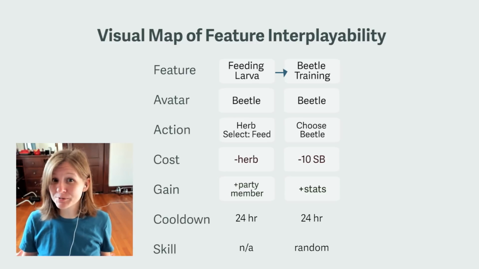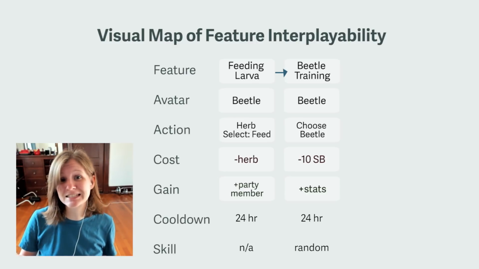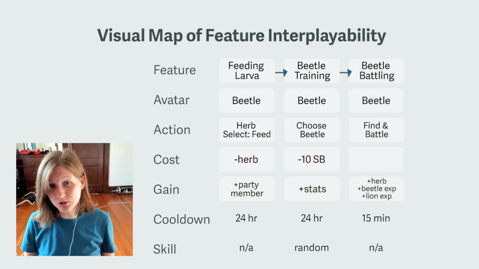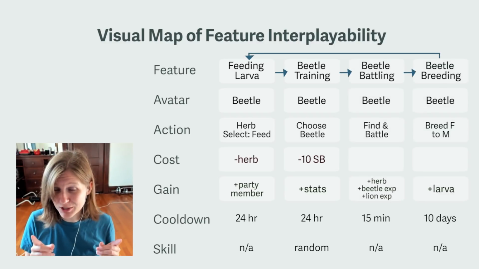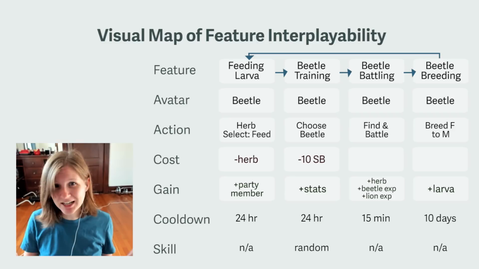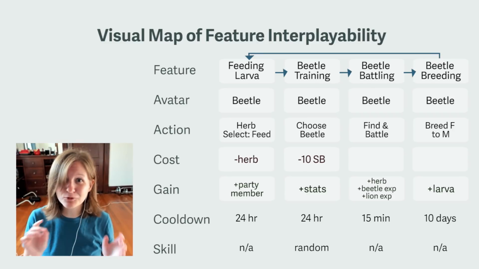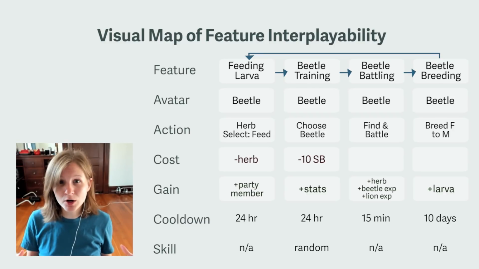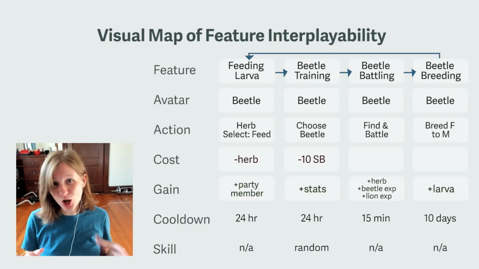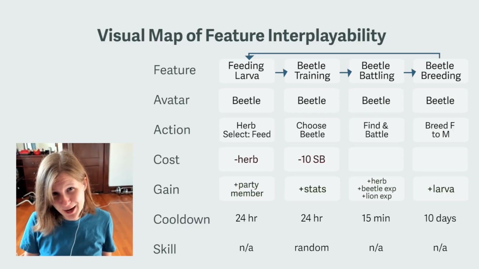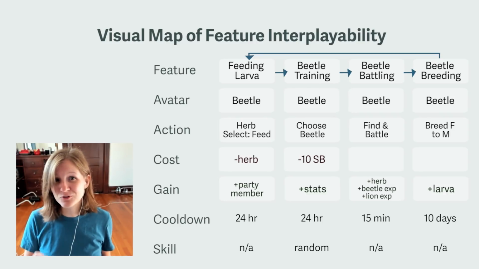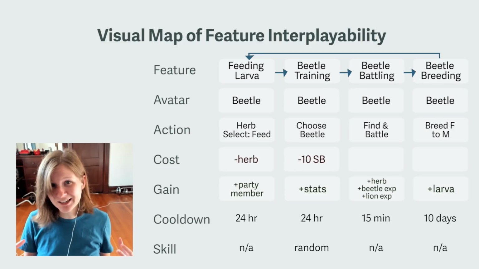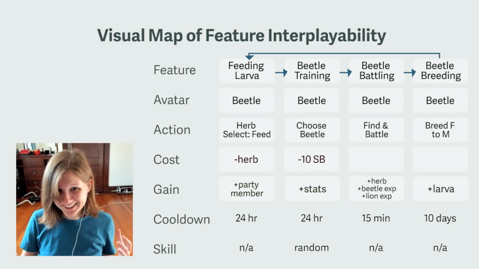A direct result of training your beetles is that they will gain stats, and then you can battle those beetles or breed those beetles. However, beetle training is an optional feature that, if you don't do it, doesn't prevent you from the other parts. But if you don't know how they all work together, you may not know that they're optional. So feeding larva feeds into beetle training, which feeds into beetle breeding or beetle battling.